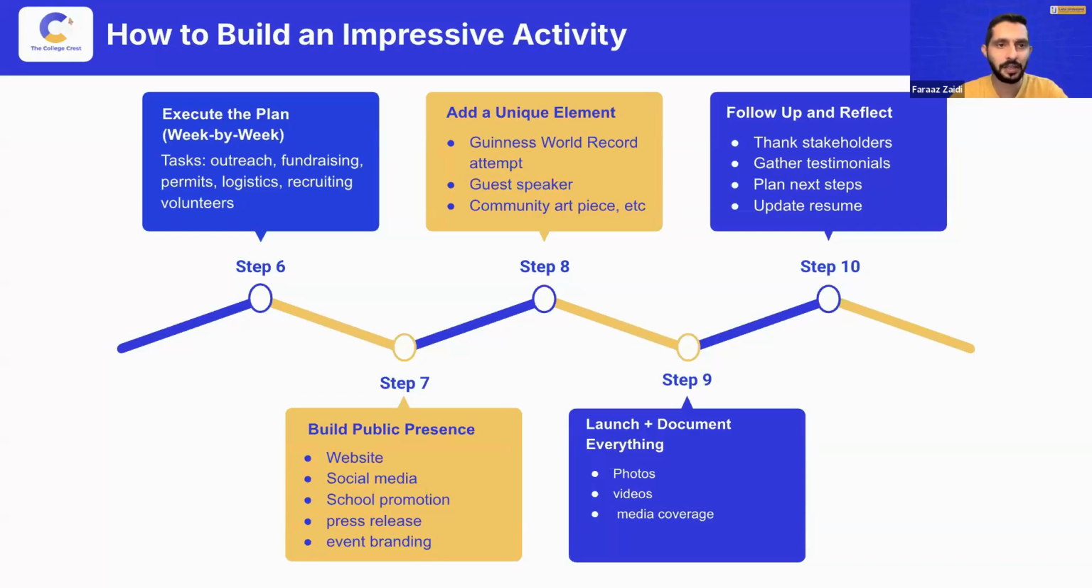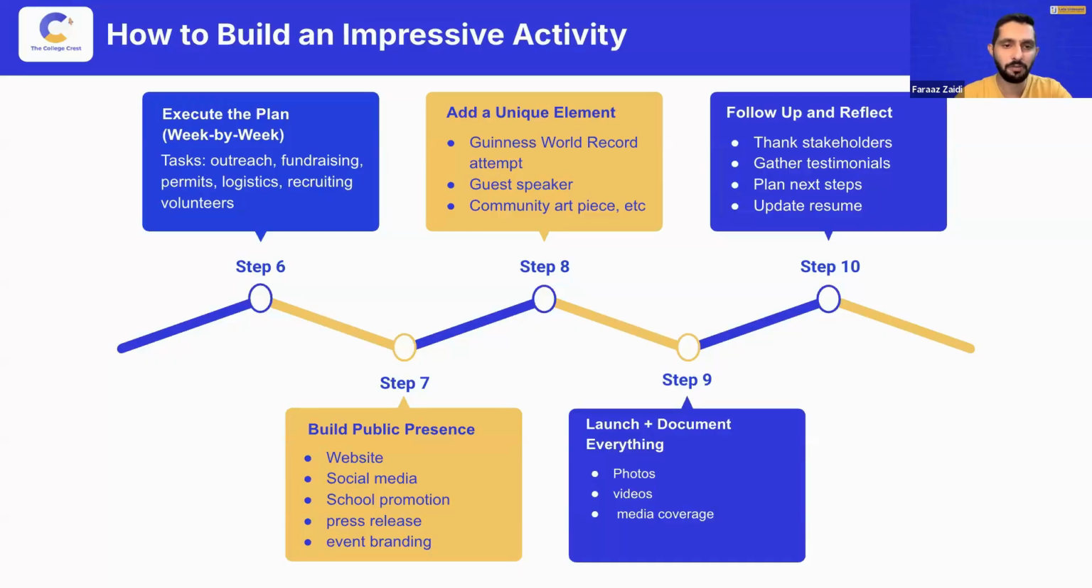The eighth step then naturally becomes to add that unique element. So she invited local business owners who ran an ethical chocolate company, for example, as a guest speaker. She also included an interactive art installation where attendees could write pledges about food choices. And then eventually step number 9 becomes the launch, and for you to document everything. Largely, the 10th step is then follow up and reflection. So you're very sure by the time you're getting to your application stage, you know very clearly what you extracted from this one specific activity.